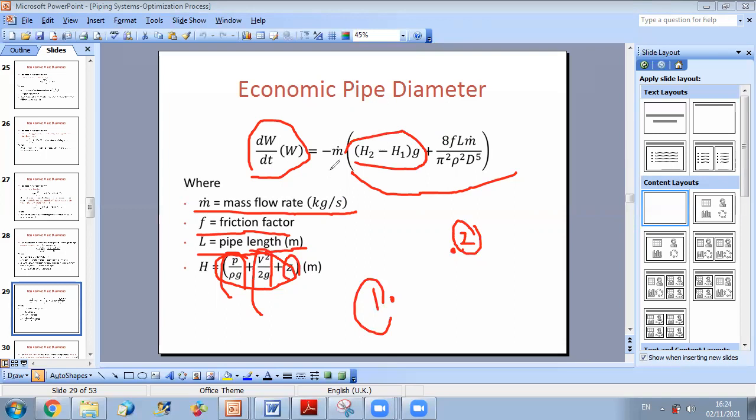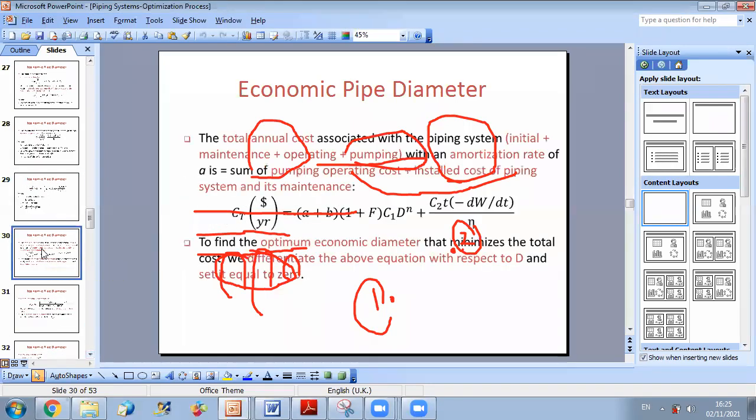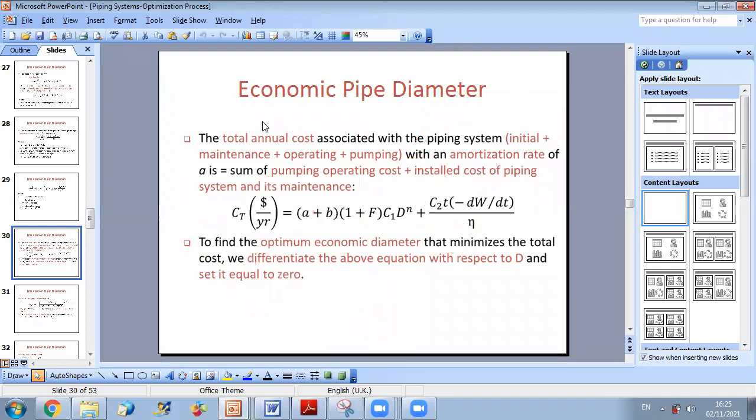So you have m dot times delta H times g. This will give you the unit of power. So this is the power required to take into account changes in energy between the two locations, and this is to take into account friction loss. Now we can compute the power required in kilowatt or in watt, and then I can replace it in the total cost relation.